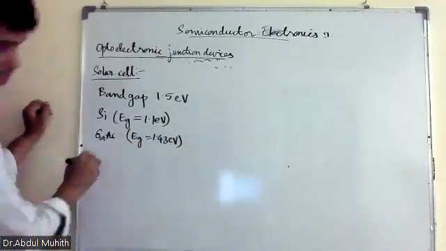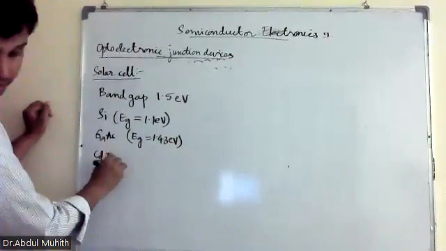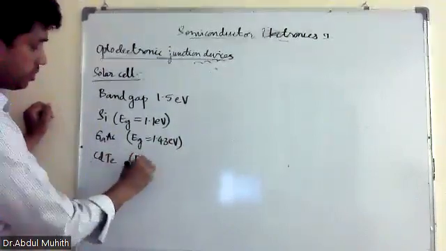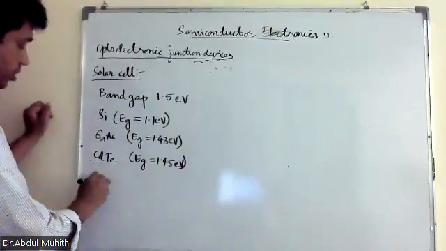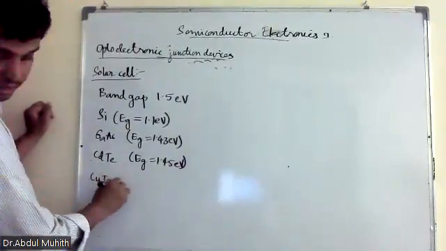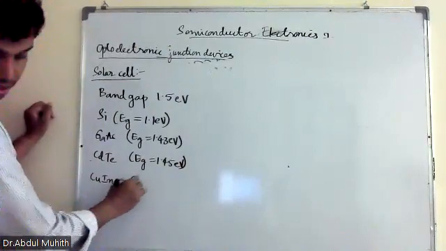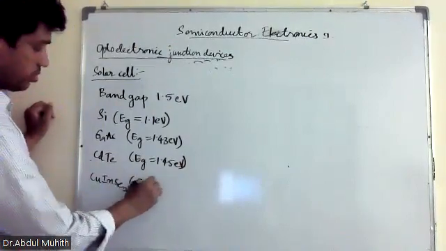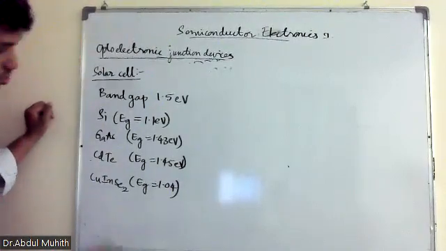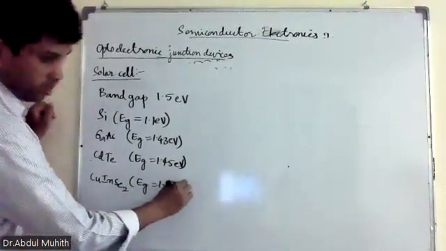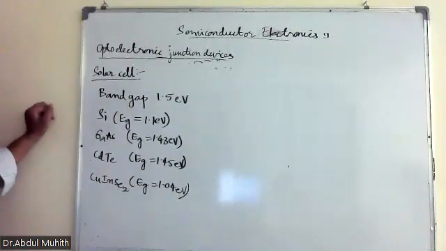Next is cadmium telluride, with an energy gap of 1.45 electron volt. Copper indium selenide has an energy gap of 1.04 electron volt. These are the values.